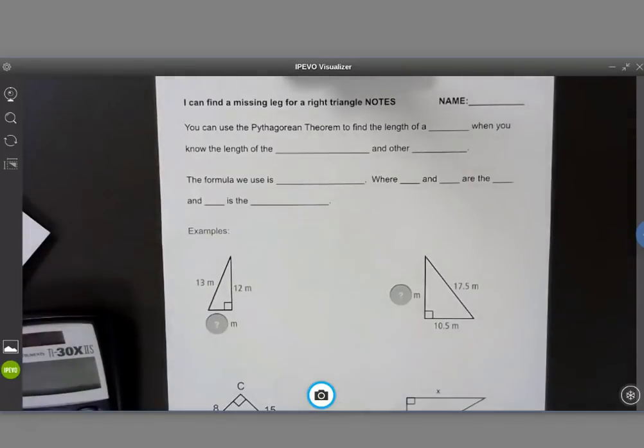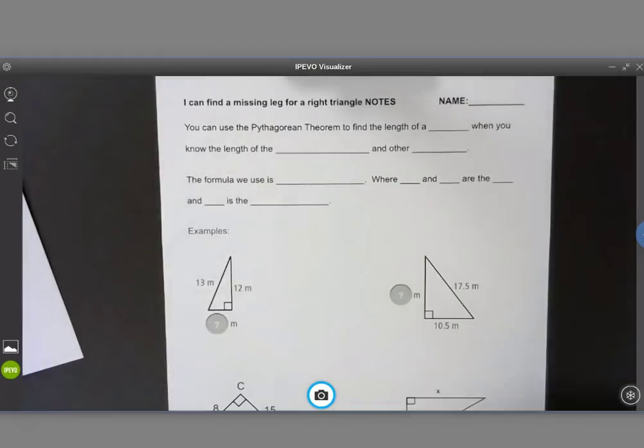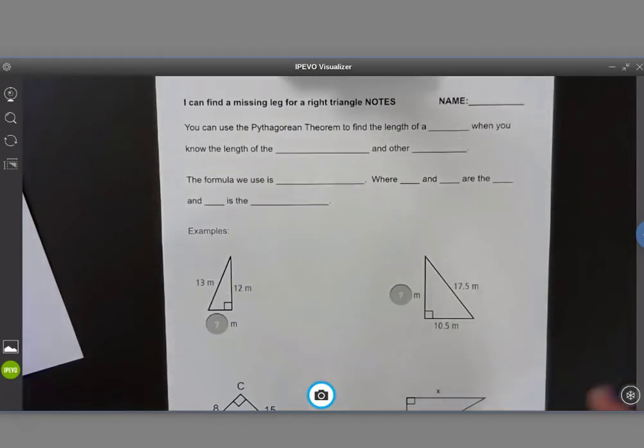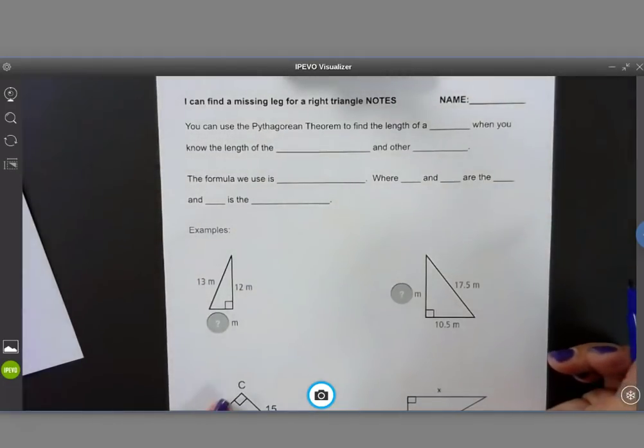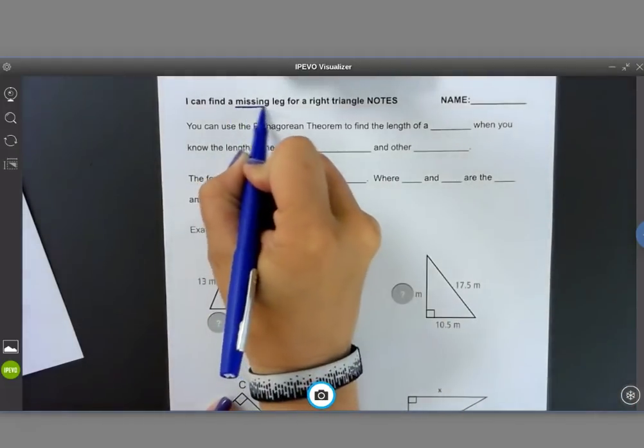Alright, on today's notes, you're going to be trying to find a missing leg for a right triangle. In yesterday's notes, we were talking about finding the missing side length, the hypotenuse, side C. And today we're going to be finding a missing leg.